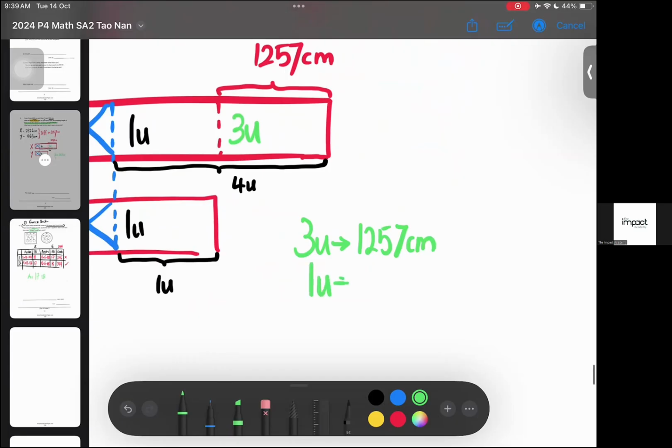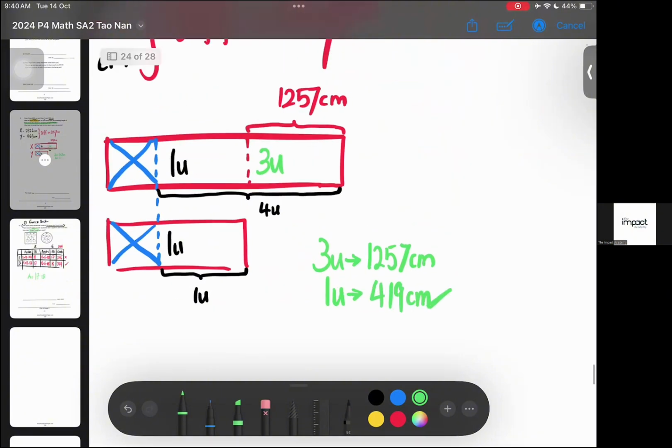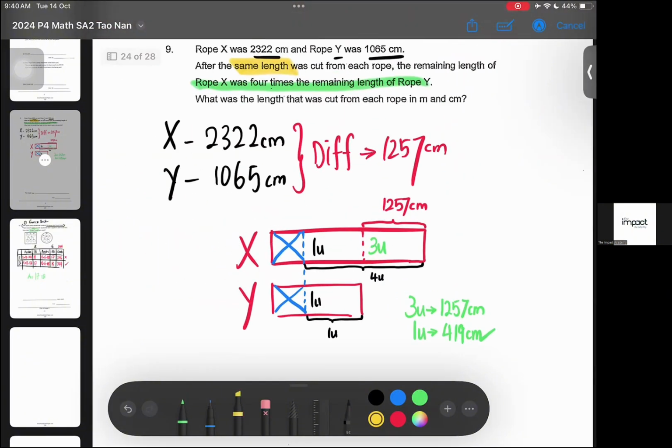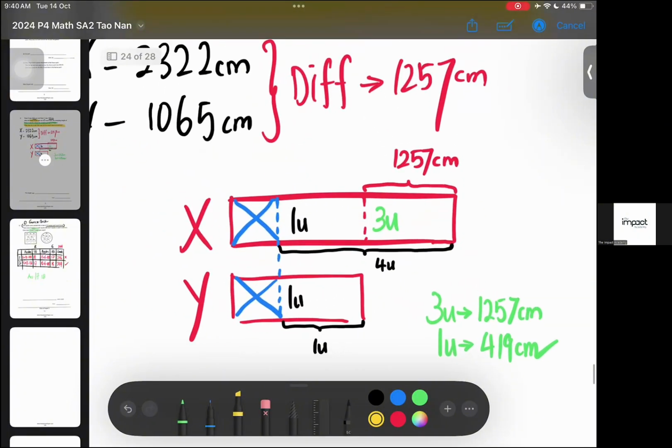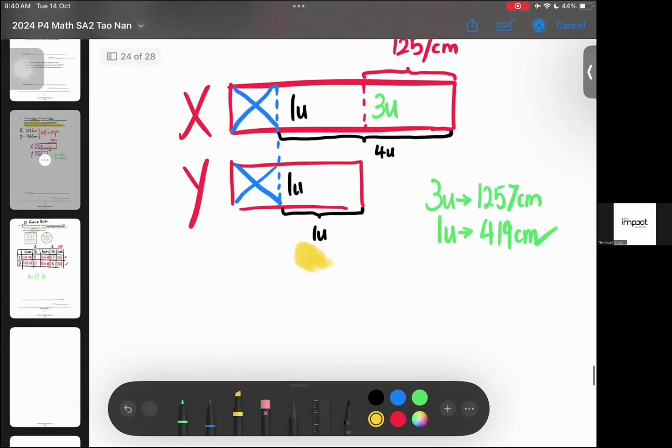So we know that 3 units is 1257 centimeters. We're going to get to 1 unit first. What is 1 unit? 1257 divided by 3. We get 419 centimeters. Of course, once you have that, you want to read the next sentence. The question is asking, what was the length that was cut from each of the ropes? Well, isn't this easy? Because you already know that 1 unit is 419.